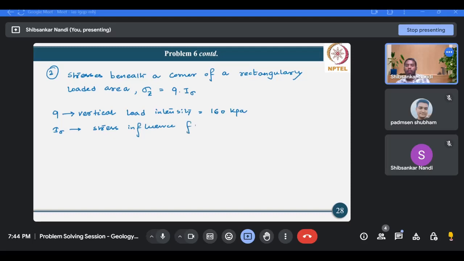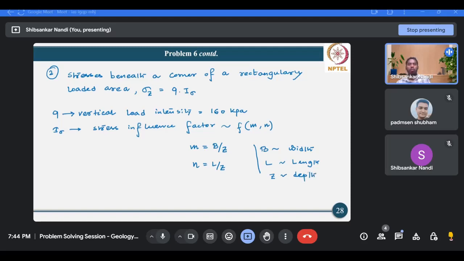Okay. Now this stress influence factor you can calculate from a table, or rather we can say the stress influence factor, this is a function of two normalized dimensions m and n, where m is B upon z and n is L upon z. B is width of the rectangular area and L is length of the rectangular area, and Z is the depth where we are interested to calculate the vertical stress.